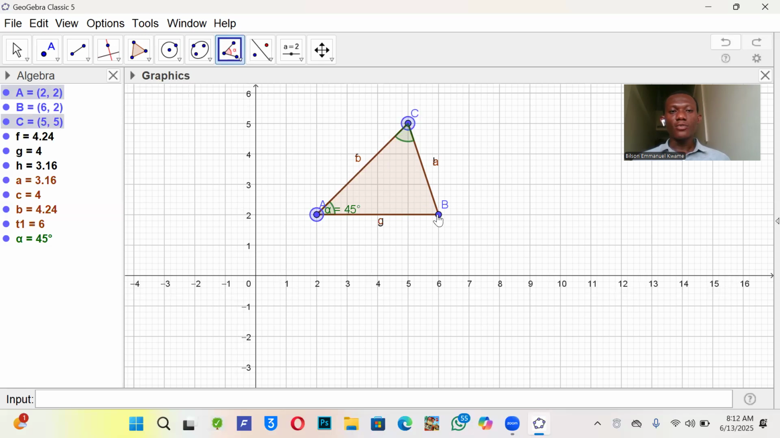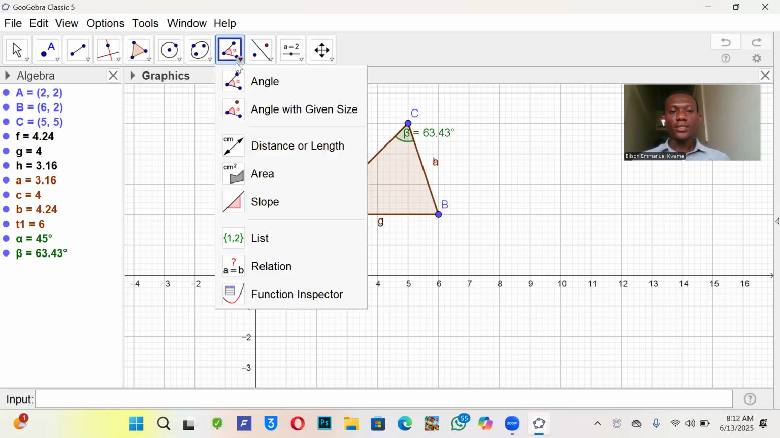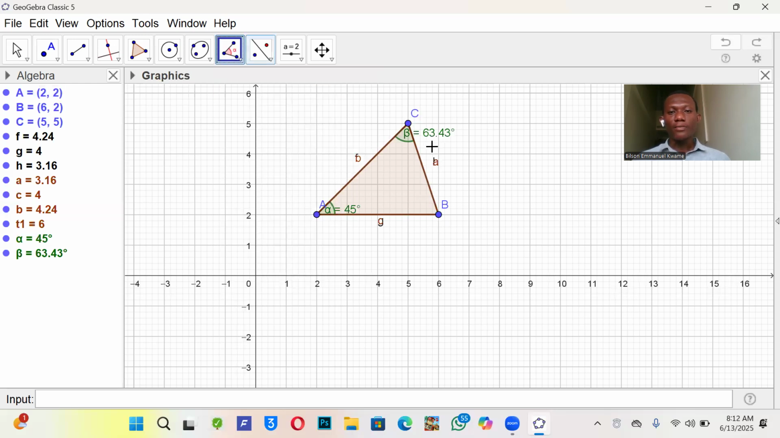To do that, you have to activate the angle tool. You come here and activate angle. After activating angle, go clockwise to select the interior angles, just like the way the clock moves. Now we are done drawing the triangle, and we want to clone this triangle.